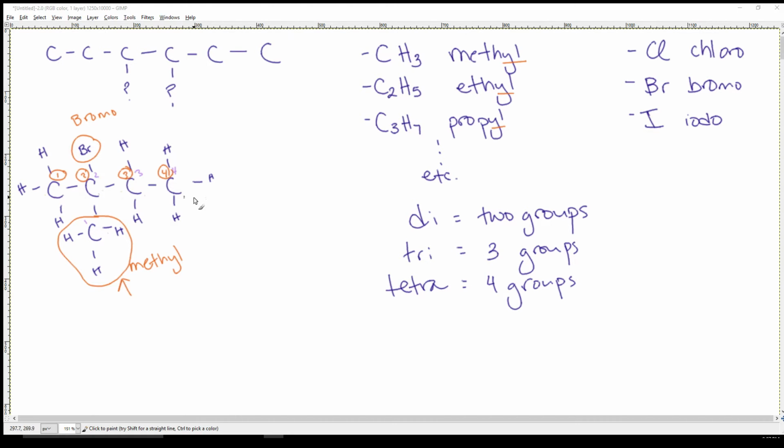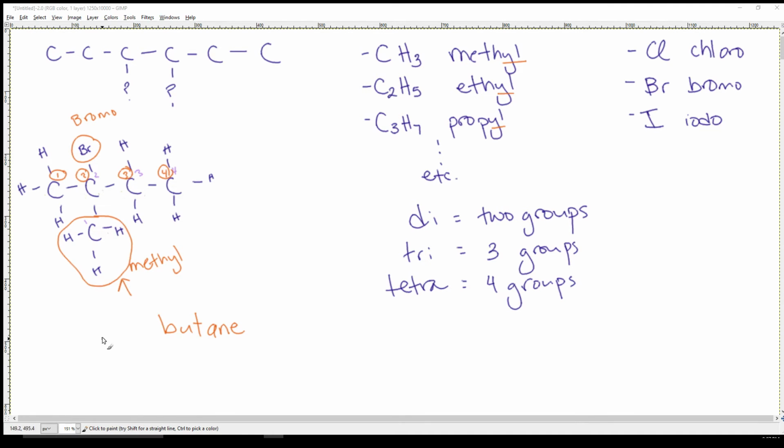So now we have to decide, what's the name of the main chain? The main chain has 4 carbons on it. So what's the prefix that we use for 4 carbon chains? We use but. I need more space than that. But-e. Does this have any double or triple bonds? No? What kind of ending do I use then? I use ane.